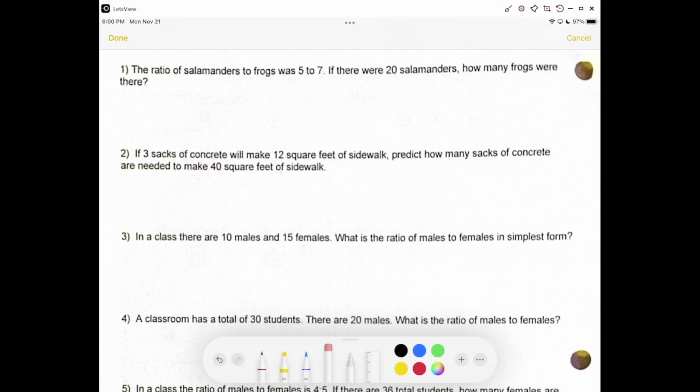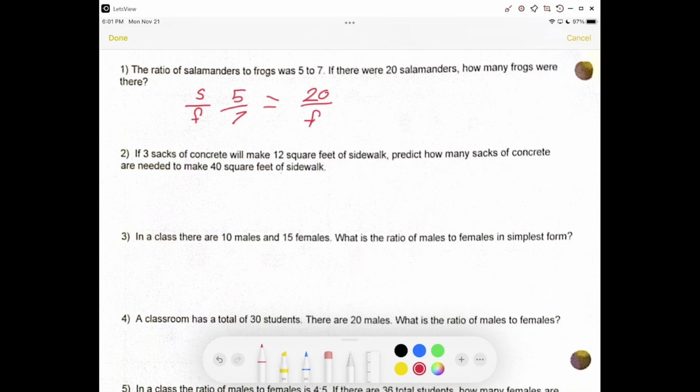Alright, so here's how you do question number 1. The ratio of salamanders to frogs was 5 to 7. If there were 20 salamanders, how many frogs were there? Well, let's write that down. So salamanders, or S for short, to frogs, or F for short, is 5 to 7. And we have to equate this to there are 20 salamanders, and we want to find out how many frogs were there. So this is somewhat how our question looks.